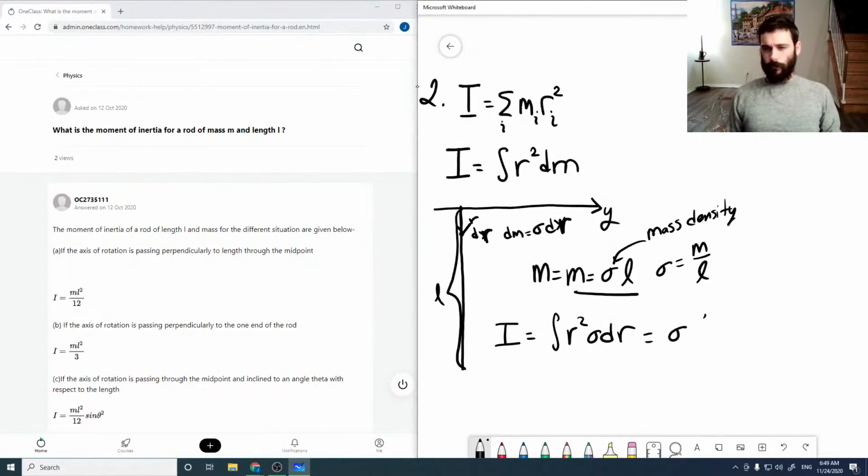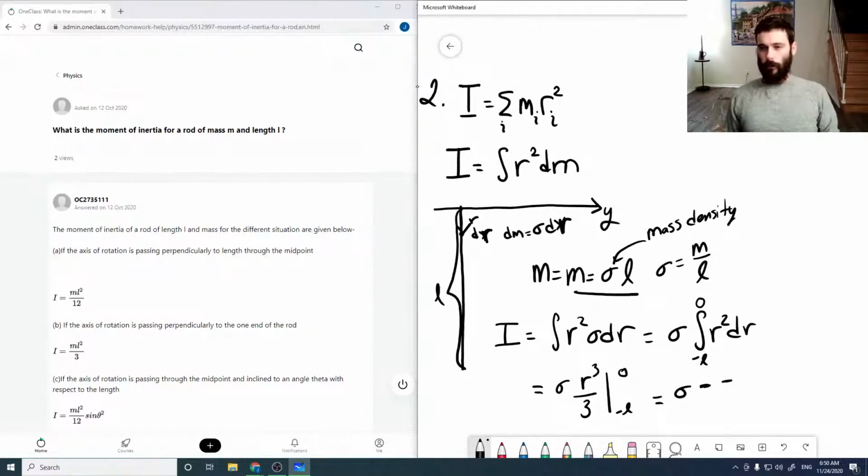bringing the sigma out front. Our integral is going to go, the way I've drawn it, from minus L to 0. So I'll keep it that way. The integral of r squared, you bring the power up to 3 and divide by the power, so that's r cubed over 3 from minus L to 0, times sigma. When r is 0, the whole thing is 0, and then we subtract the minus L cubed over 3. The negative signs will cancel, and it'll be sigma L cubed over 3.